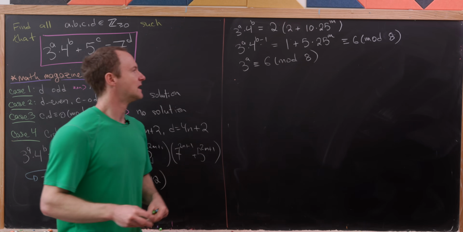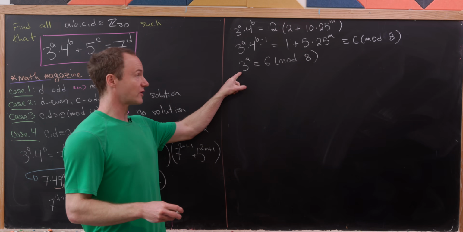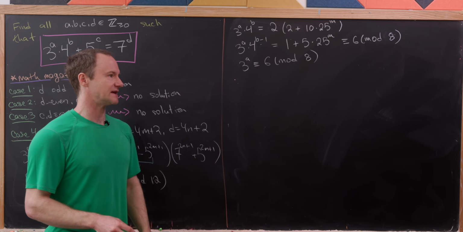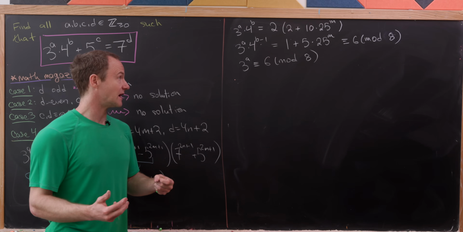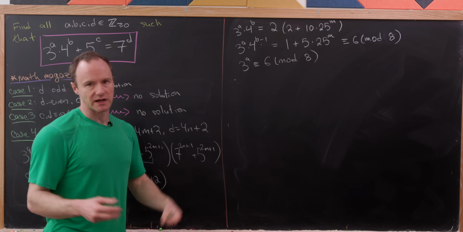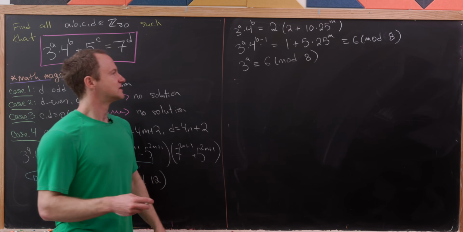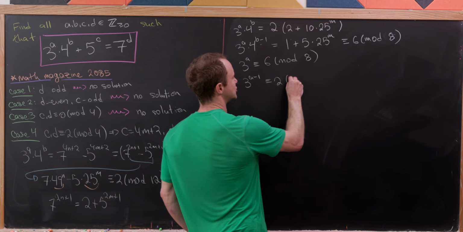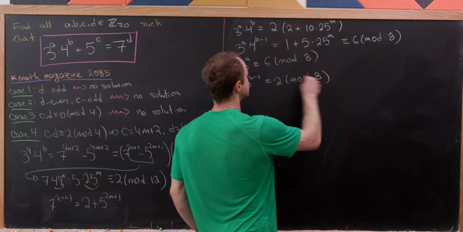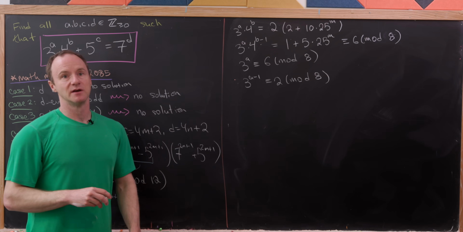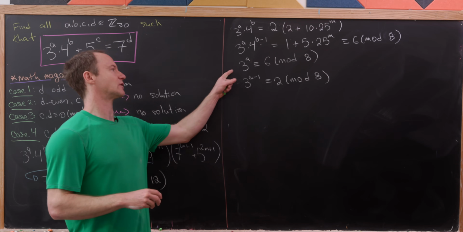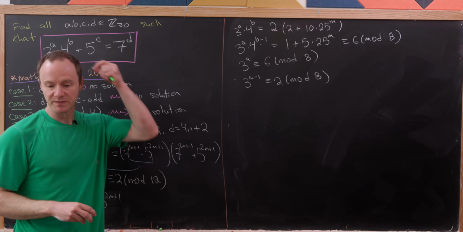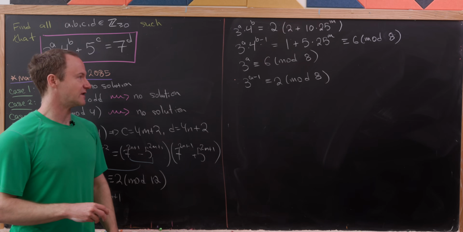And now we can use the fact that 3 is invertible mod 8 because it's relatively prime to 8. And then we can divide by the modular inverse of 3 mod 8. So if we do that, we'll get 3 to the a minus 1 is congruent to 2 mod 8. I guess here we're assuming that a is bigger than 0, but if it's equal to 0, well then clearly this is not satisfied already because we have 1 is congruent to 6 mod 8. Okay, so we're left with something like this.